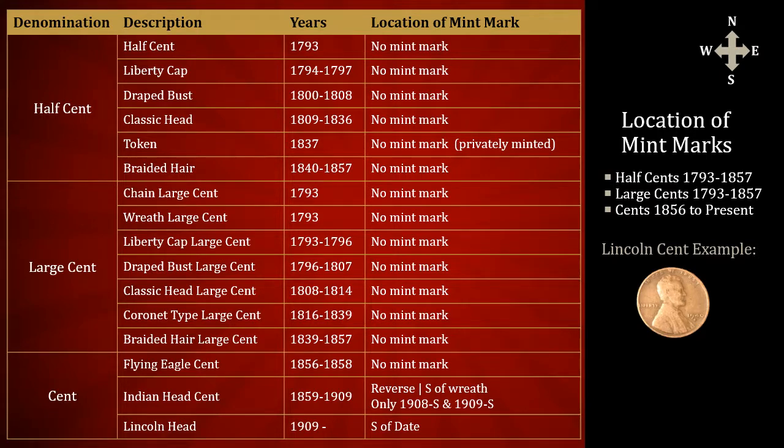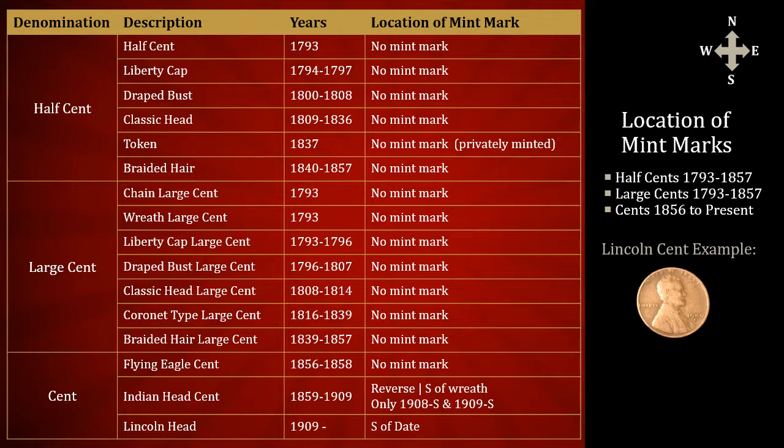And we'll do that by putting the information together in a table. We'll start with the half cents, large cent, and cents. And then the second column is a description of what that type of coin is for that time period it was produced. And then the far right column is location of mint mark. As you'll notice, especially on these half cents and large cents, there were no mint marks then. And then we get down to the cents. The Indian head cent is on the reverse, south of the wreath, and it only has a mint mark for the 1908 and 1909, and those are both S of the San Francisco mint.